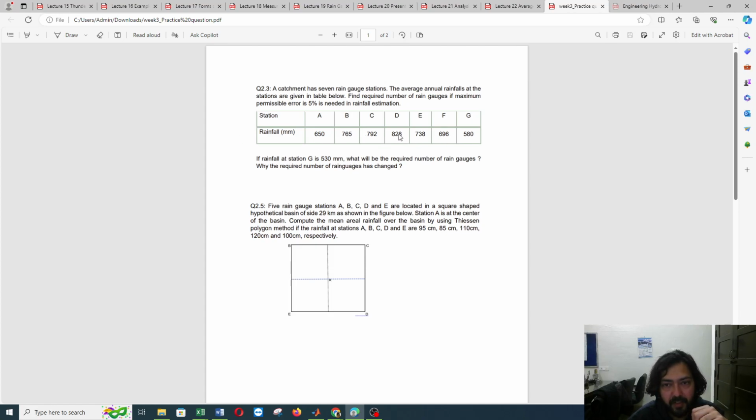So they have given us two cases. The first case is given in the table, and in the second case they are asking us to change the value of 580 to 530 and then calculate the number of rain gauges. And if there is some change in the number of rain gauges, they are asking why the number of rain gauges has changed. So what we are going to do now is take this solved example and solve it.